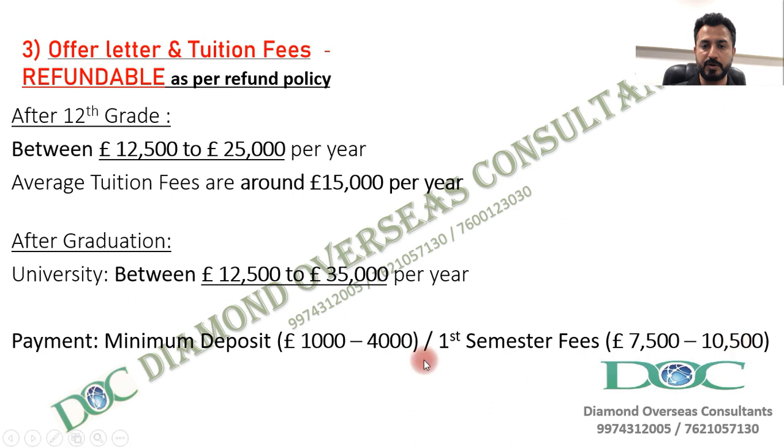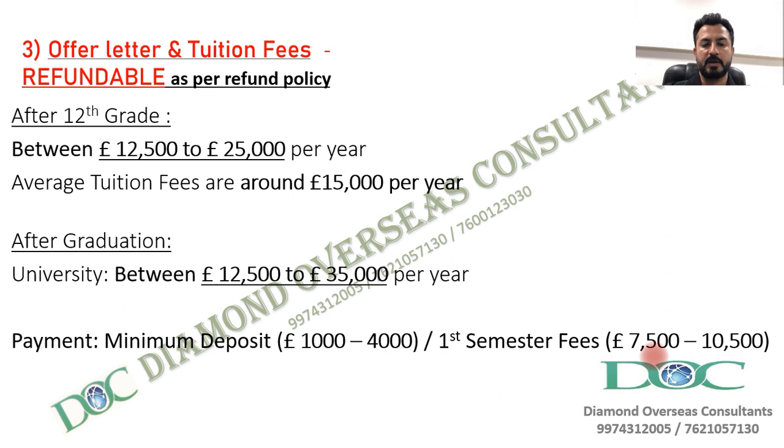Okay. Now let's talk about a minimum deposit or a first semester tuition deposit that needs to be paid. Once you have a conditional offer letter in hand, the university will give you a deadline. Before that, you need to pay a minimum deposit. Ideally, the minimum deposit is between £1,000 to £4,000, and first semester fees range from about £7,500 to £10,500. Okay, so this is about the minimum deposit.